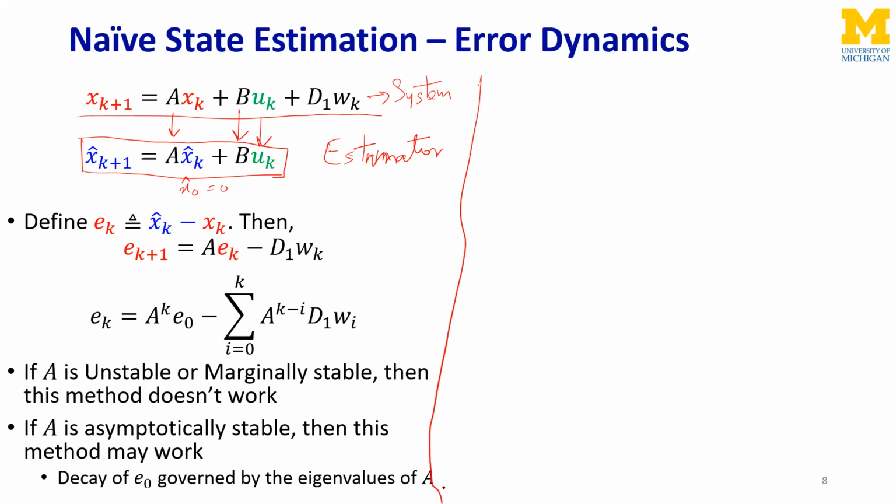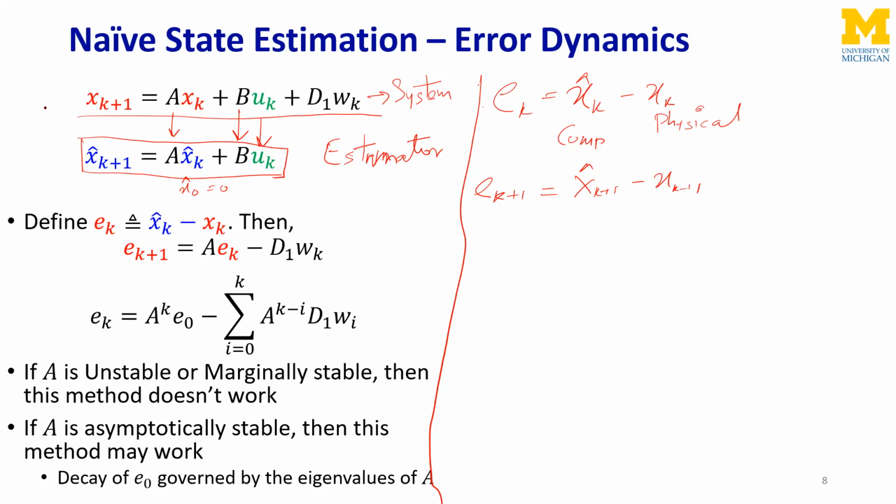Anyways, next we can define the error ek equals x hat k minus xk. So this is in the computer, and this is the physical state. Now you don't have this physical state. You have this guy. So actually you can't compute ek. But just for the sake of understanding how this works, let's imagine that you have ek. Now you can actually write what ek plus 1 is. Ek plus 1 is going to be x hat k plus 1 minus xk plus 1.